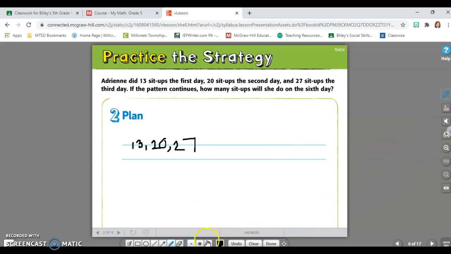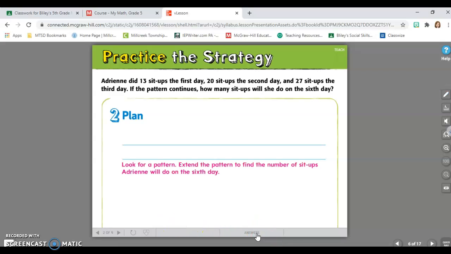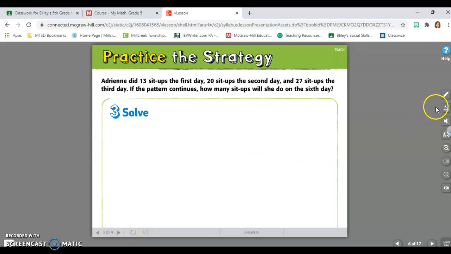So we need to devise a plan. What are we going to do? We need to look for the pattern. We did that. We need to figure out how many she did on the sixth day. So we know our plan. We know we're increasing by a certain specific number. Now let's solve.